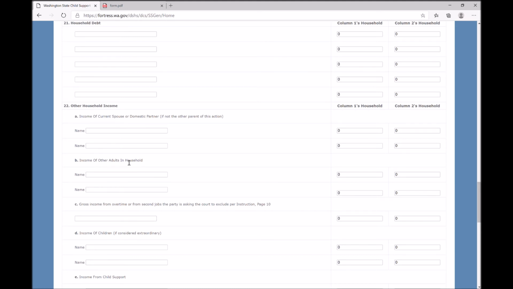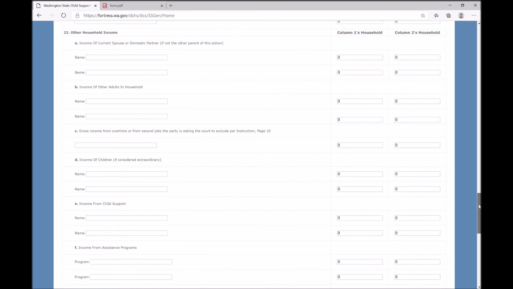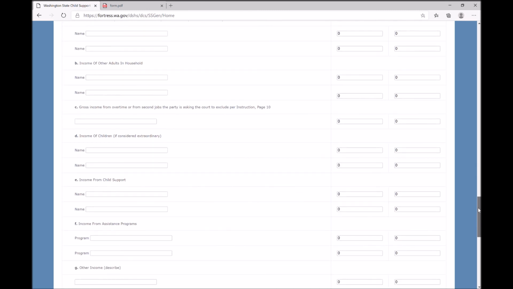Income of other adults in the household, once again, not considered normally, but under special circumstances, it may be considered. Income of children, if considered extraordinary. So only if it is considered extraordinary would the children make an extraordinary amount of money, or if there are extraordinary circumstances in which the income of the children becomes significant.